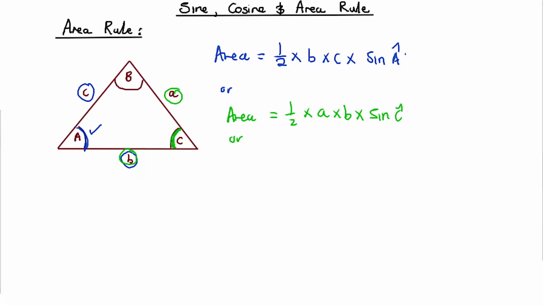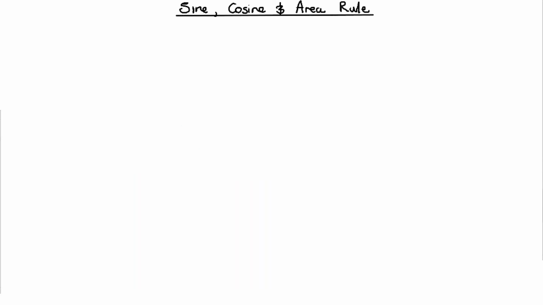Or let's say this time around you are given B, so it's just going to be a half multiplied by this multiplied by this multiplied by the sine of the given angle B. All right, let's apply this one quickly.